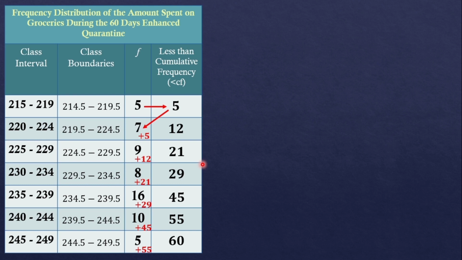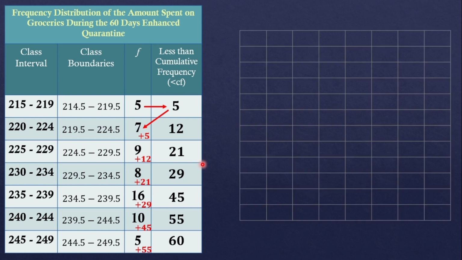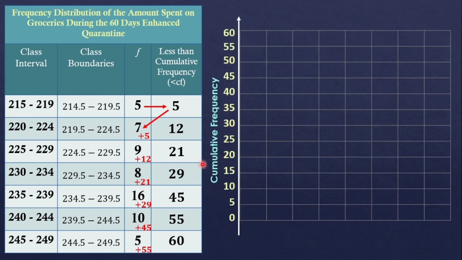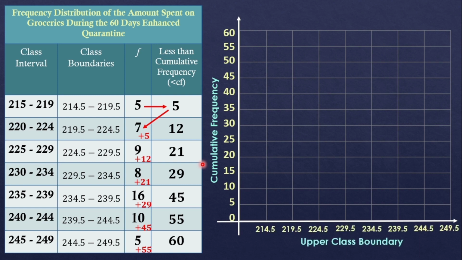So, in graphing your data or frequency distribution table using OGIVE, we have here on the left side o yung ating vertical axis which is our cumulative frequency. And then sa ating horizontal line which is yung x-axis, so sabi ko nga kanina, pag less than cumulative frequency, ang gagamitin natin ay yung upper boundary. So ito po yung upper class boundary natin. So ayan po yung gagamitin natin.